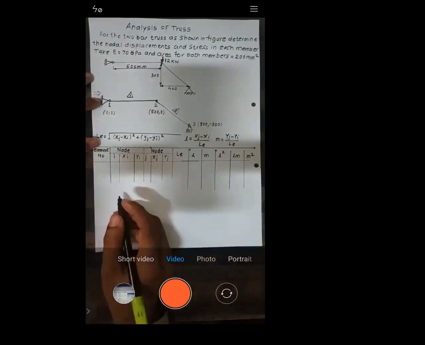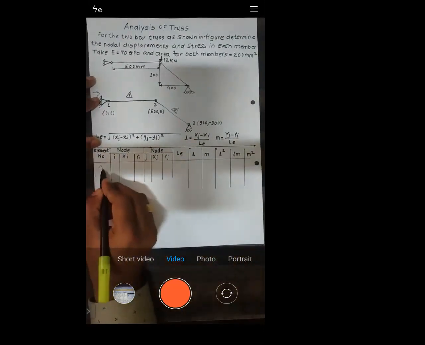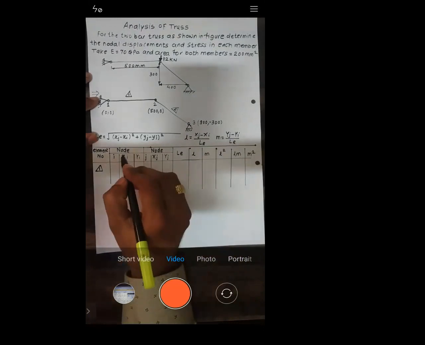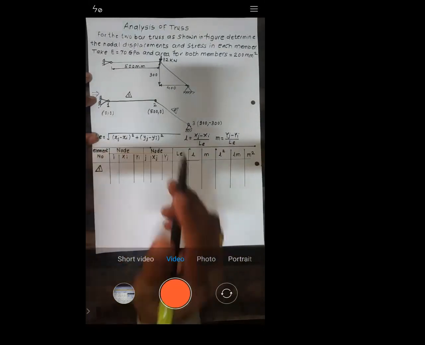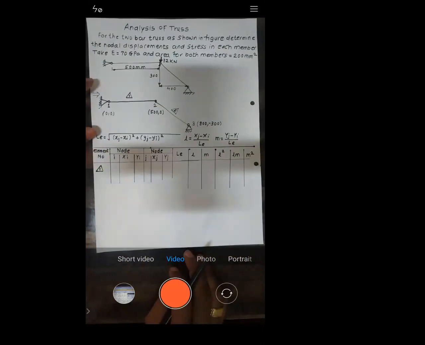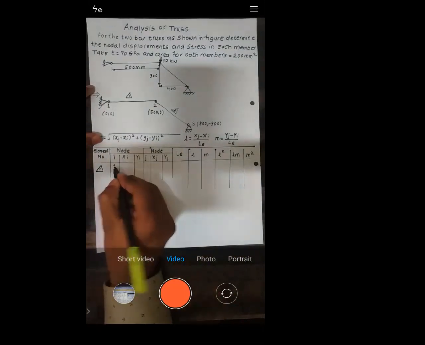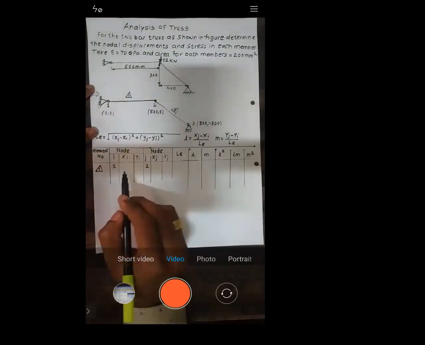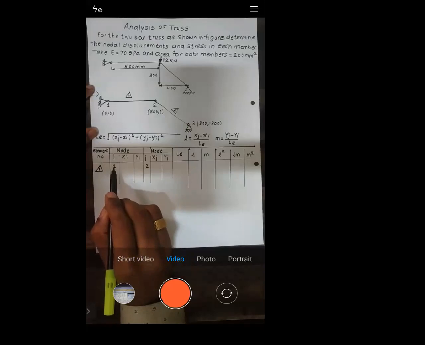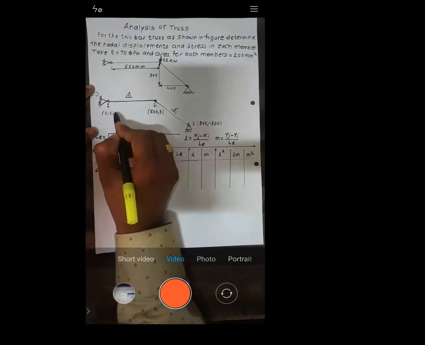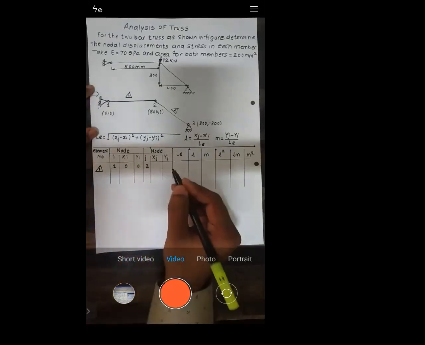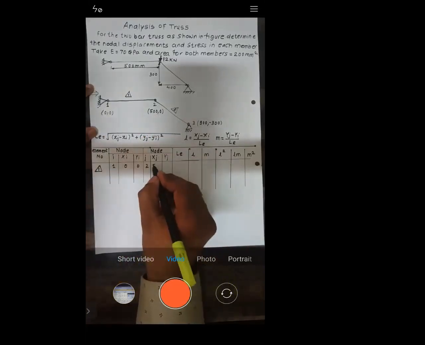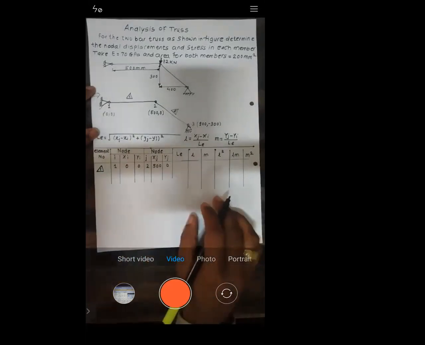Right. Now let's start with element number 1. For element number 1, it is between which nodes? Element number 1 is between 1 and 2, right? So I'll write down here 1 and 2. This element number 1 will be between 1 and 2. What is the coordinate of node 1? 0, 0. What is the coordinate of node 2? It is 500. Is it okay?